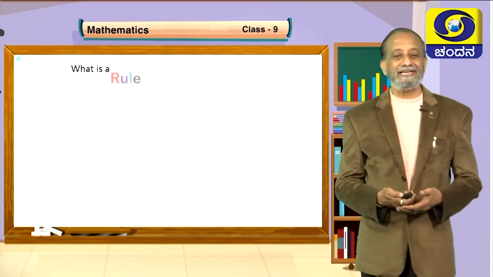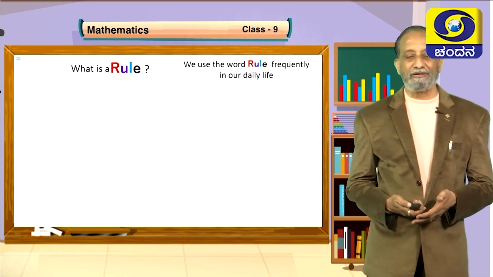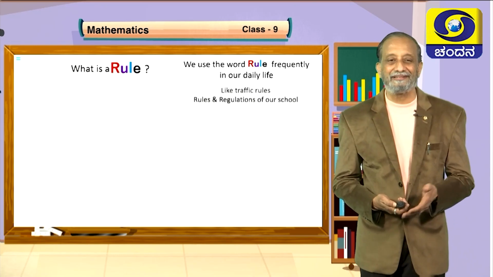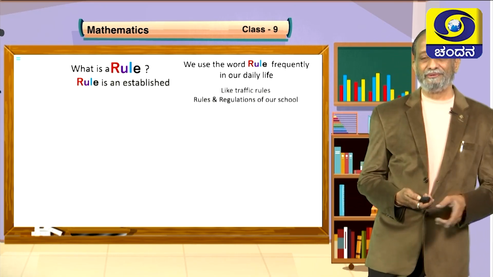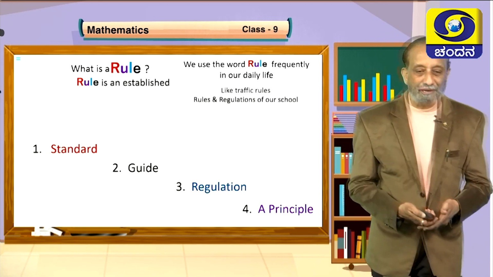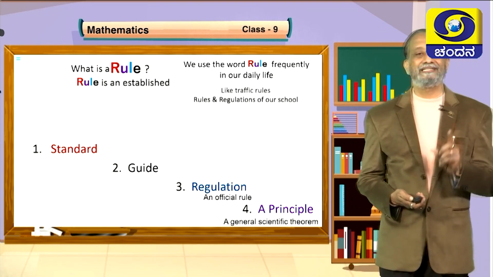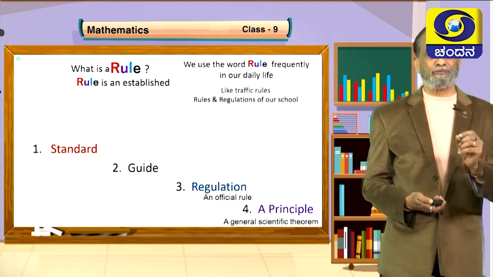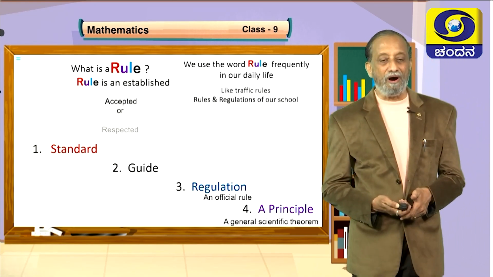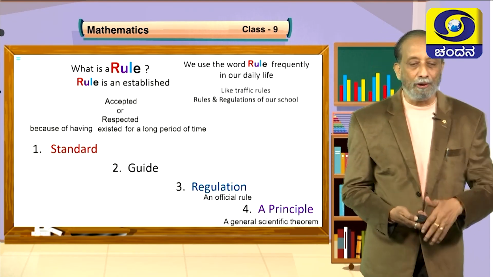Now, what is a rule, children? Can you define what is a rule? In fact, we use the word rule frequently in our daily life, like traffic rules, rules and regulations of our school. In fact, a rule is nothing but an established standard, guide, regulation or a principle. Regulation is nothing but an official rule. Principle is a general scientific theorem. It is worth knowing the meaning of the word established. Established means accepted or respected because of having existed for a long period of time.